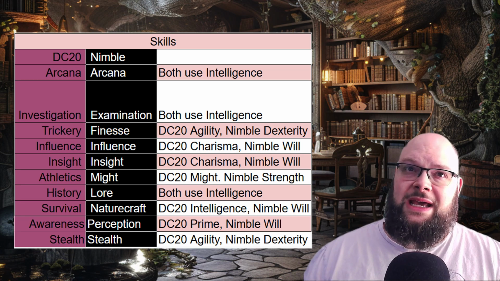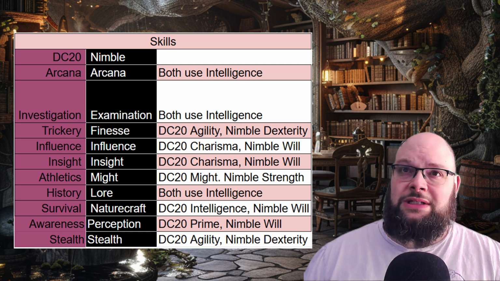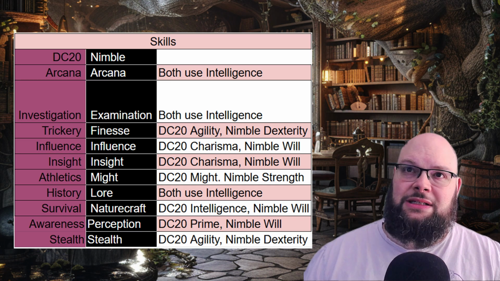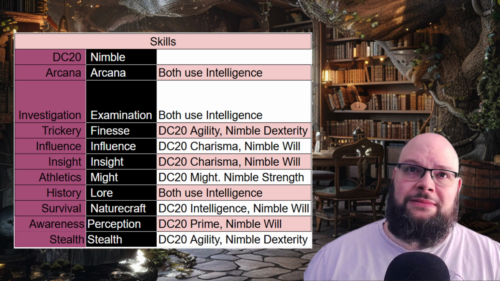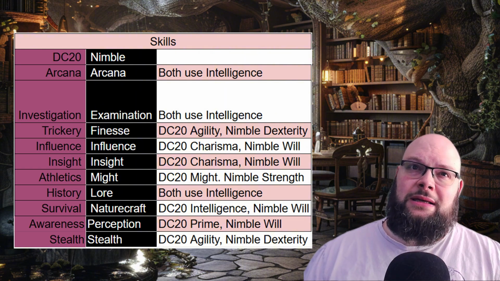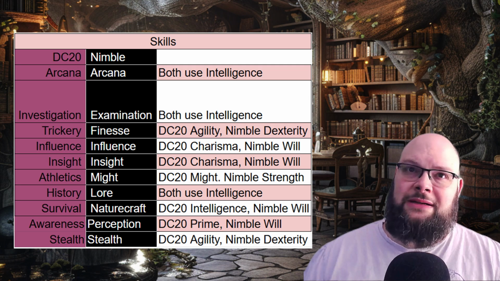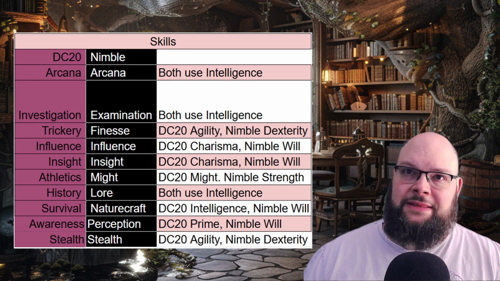Nimble has finesse, and DC20 has trickery. These are both used for thieving type things. DC20 is going to use agility and Nimble is going to use dexterity, but they're essentially the same attribute. And you'll notice that as we go down, there is like one or two notable differences, and I'll point those out when we come to them. Influence is going to be influence, insight, insight. An interesting naming thing with the skills here, for Nimble, they have a skill called Might, where DC20 has an attribute called Might, and then the skill for DC20 that lines up to Might is Athletics.